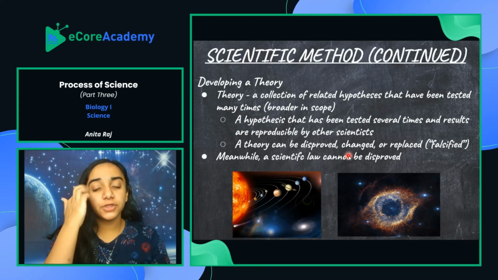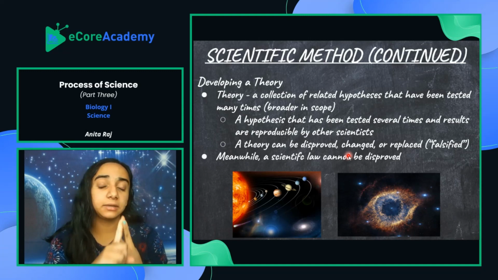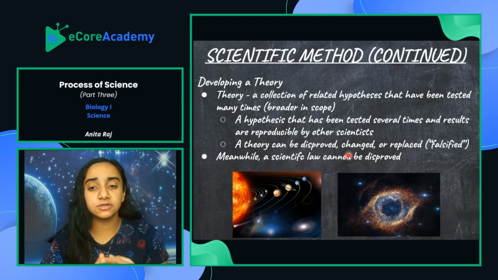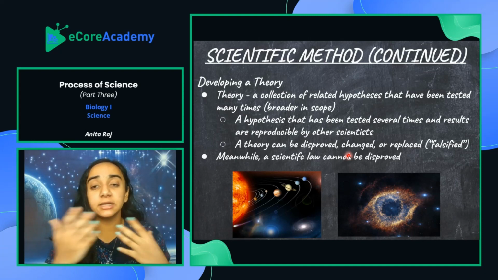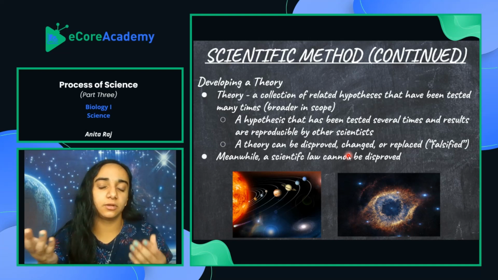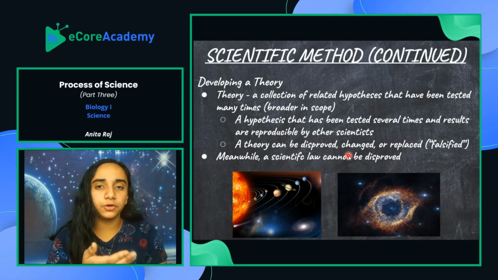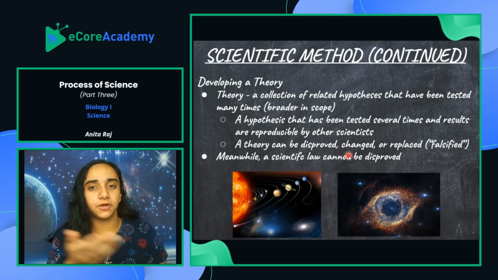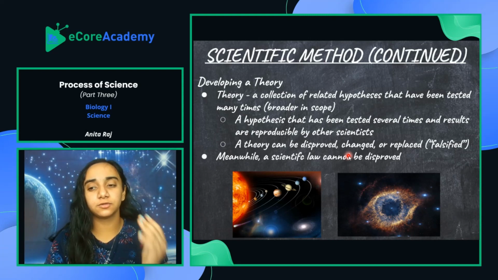And lastly, after a theory is developed, the theory can be disproved, meaning someone can end up doing the experiment and get results that actually refute it, so results that prove the opposite of what the theory is proposing. It can be changed, meaning maybe there are components of it that need to be tweaked a little bit, or it can be entirely replaced, or falsified, so proven untrue in all scenarios. In that case, a scientist who has disproved your theory would come up with an alternative theory that replaces the original theory, because the alternative theory is actually true and the original theory was falsified.